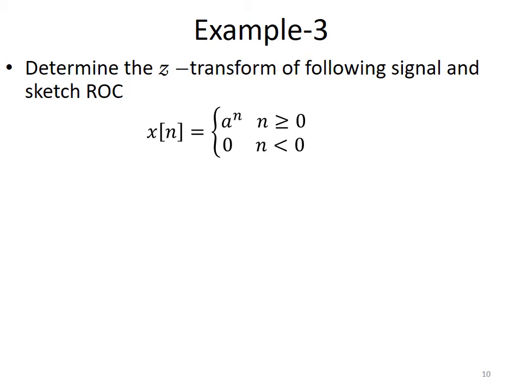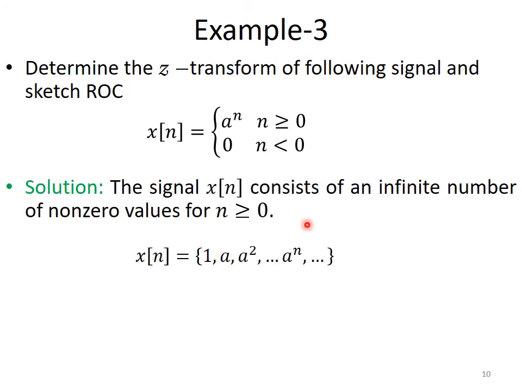is finite, or it has some values, or it exists when n is equal to or greater than 0, and it is 0 when n is less than 0. So this one is the causal sequence, and the values of x of n for different values of n are: for n equal to 0 it is 1, for n equal to 1 it is a, for n equal to 2 it is a square, and so on.